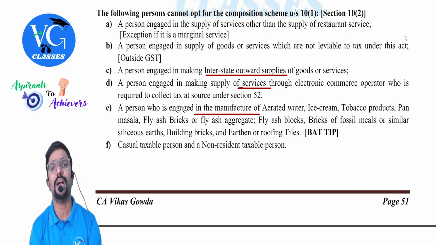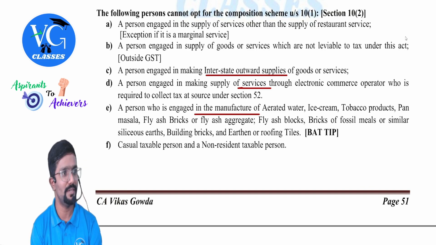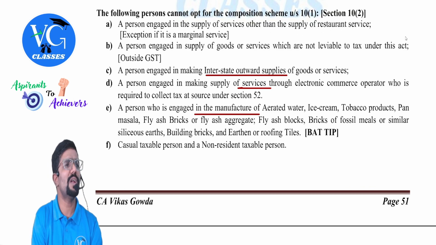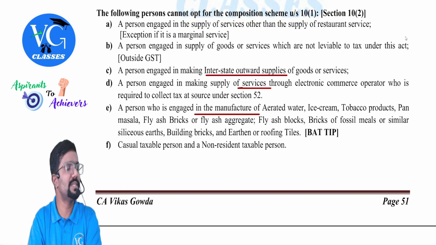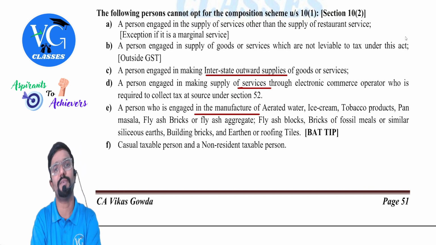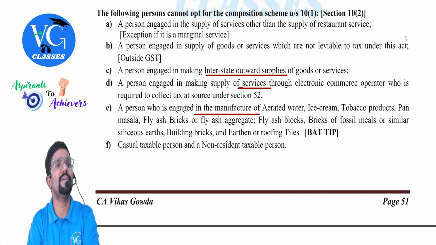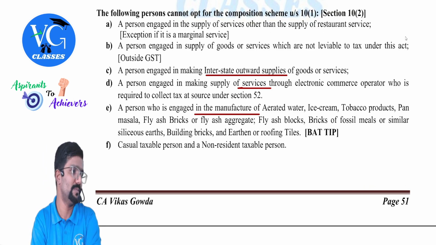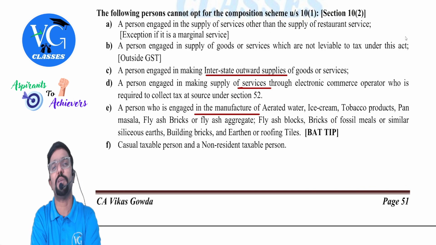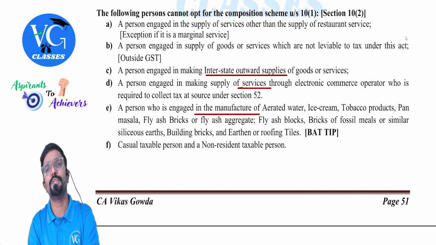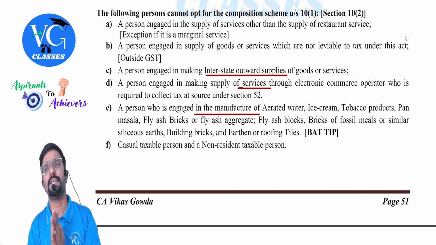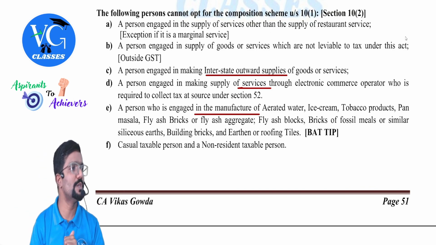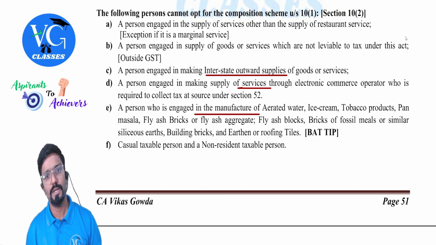Chalo, last one. Casual taxable person and non-resident taxable person. So they cannot follow it. Sir, who are these people? Guys, these are the two people covered under GST. I will cover them in registration chapter. You can just mention section 27, because I will be covering these two people in section 27. In simple, remember them as two special people. Can they follow composition scheme? No. No matter what they are supplying. Let them supply anything under GST, they are not eligible for composition scheme, guys.